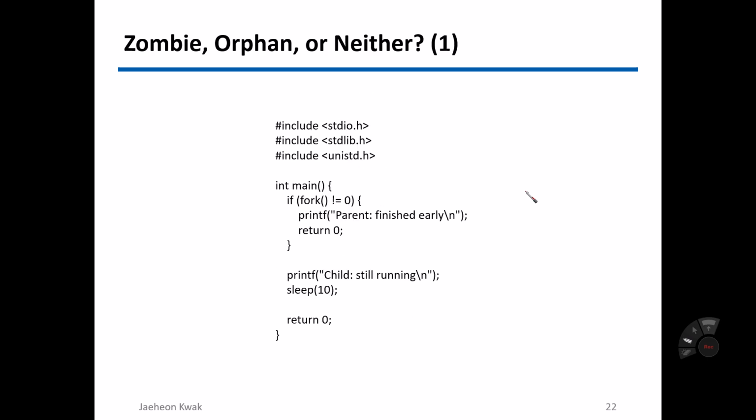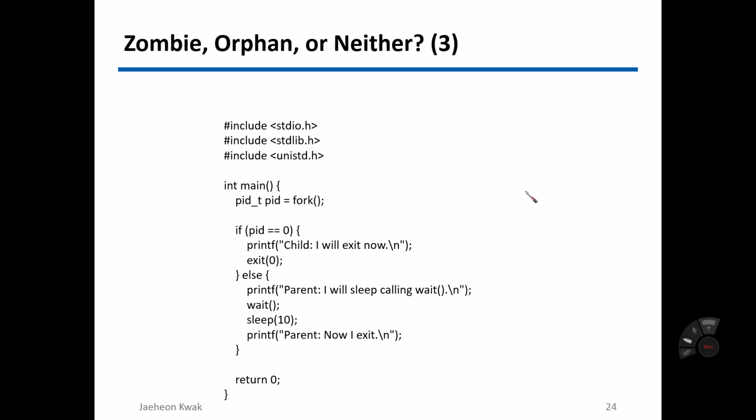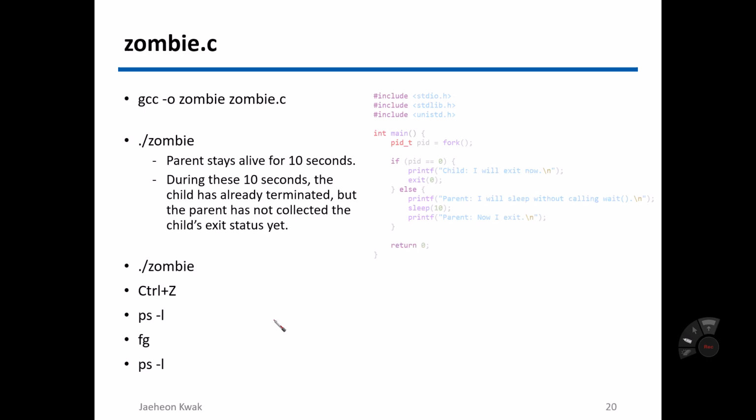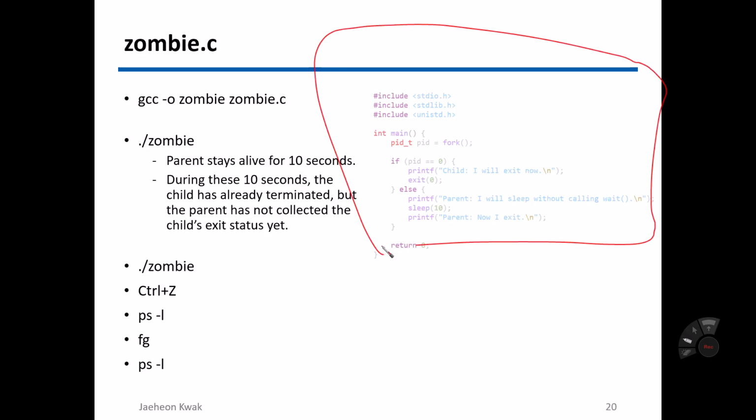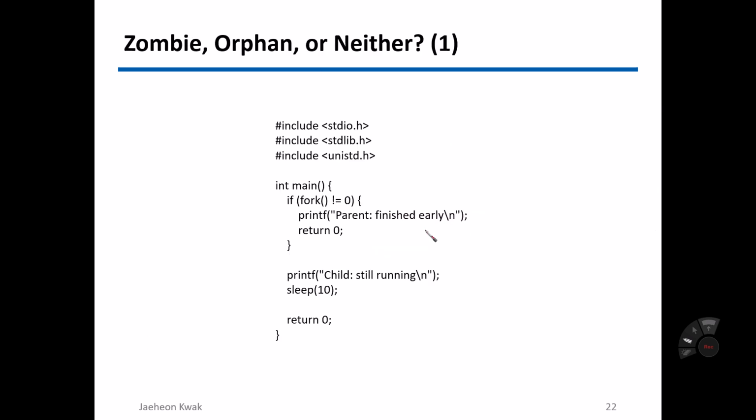And one more for your information. For the third quiz, I just added one line to the zombie process example. I just added one wait function here for the third quiz.